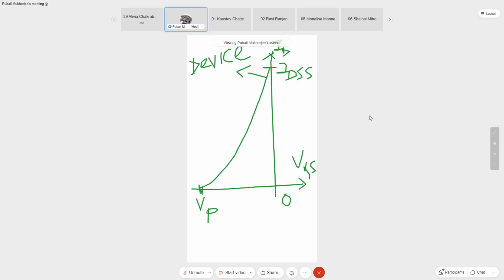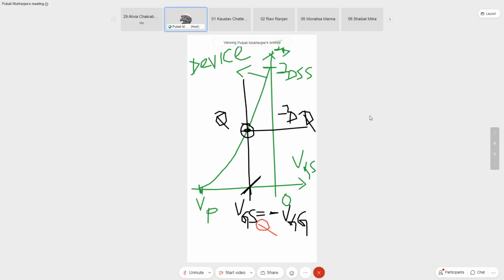Now, using all these concepts, let us do a small numerical which can give you the idea of how you can draw the load line. Let's see whether we can finish it or we'll continue in the next class.